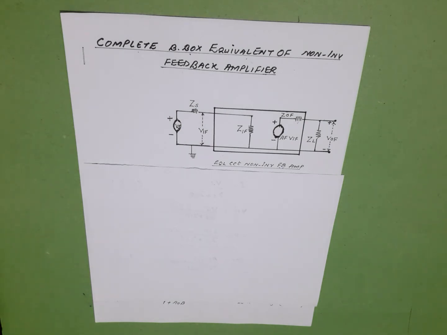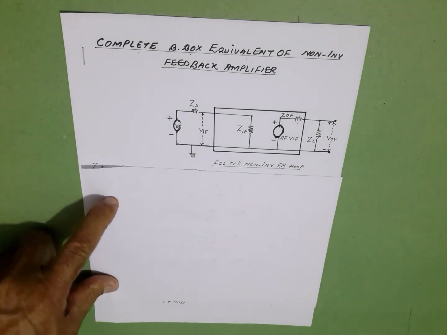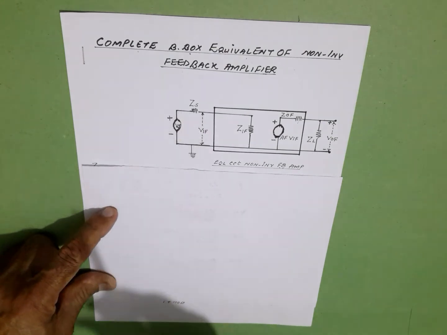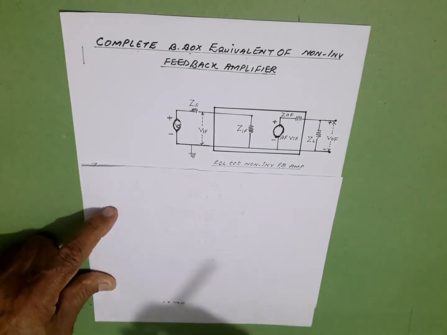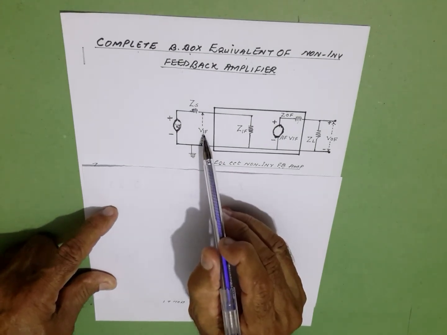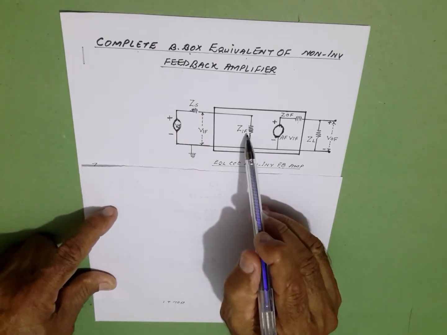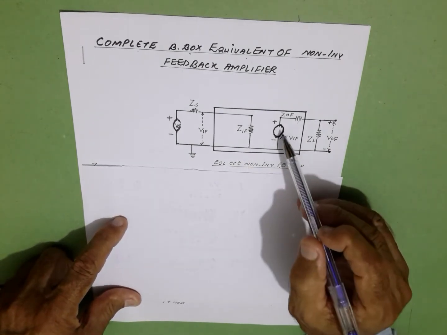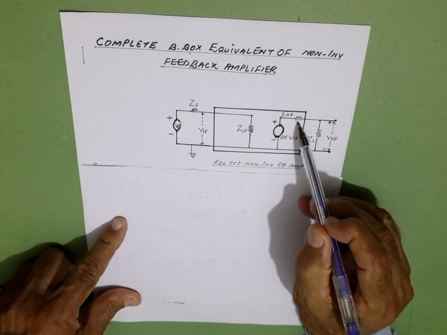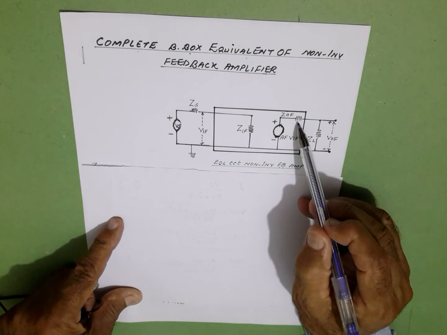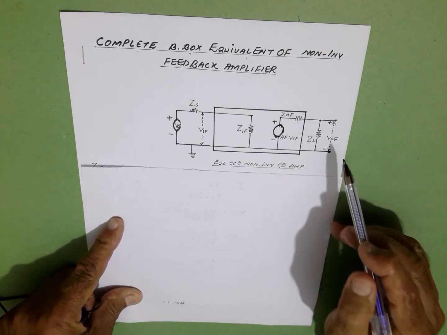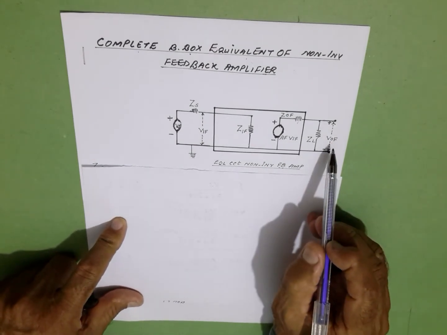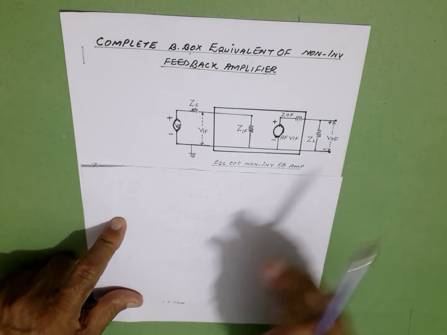Looking at the circuit diagram, we have Vs, which is the source voltage, Zs is the source impedance, VIF is the closed loop input voltage, ZIF is the closed loop input impedance, AF VIF is the output control generator, ZOF is the closed loop output impedance, ZL is the load impedance, and VOF is the output voltage taken across ZL, and this is called the closed loop output voltage.